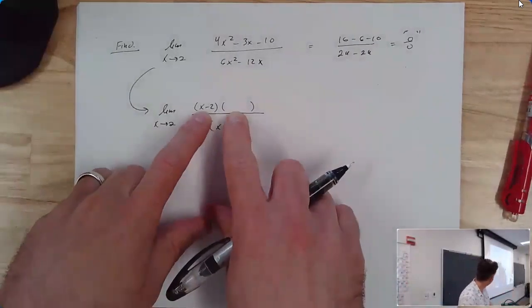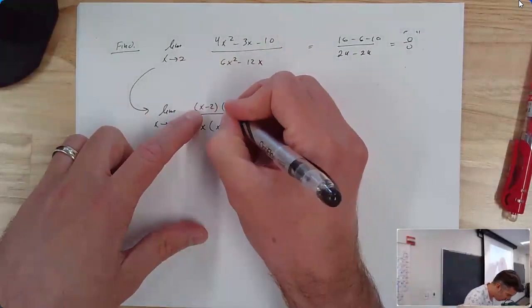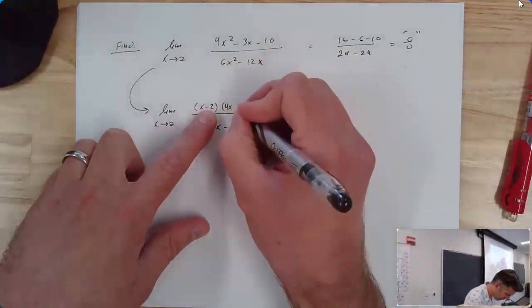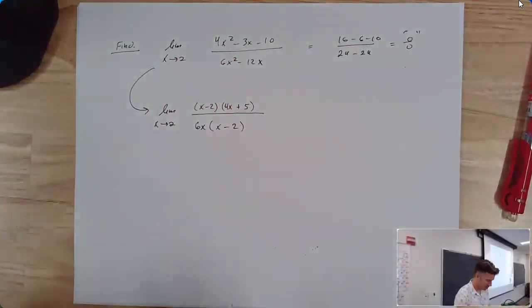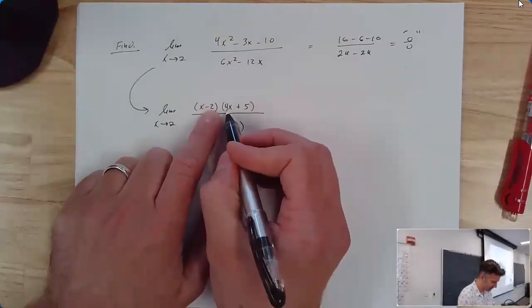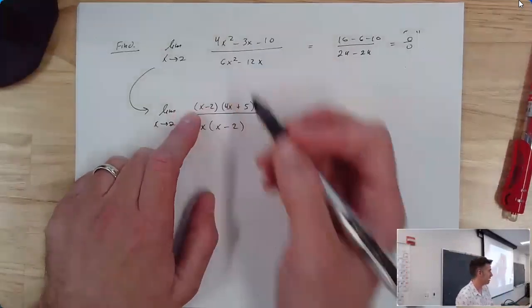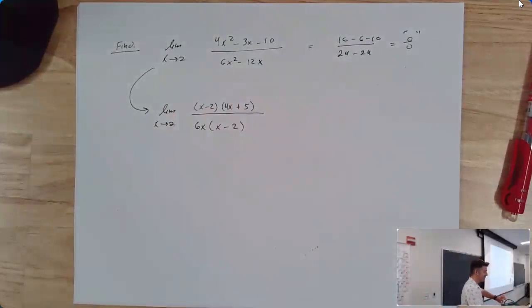If this top thing is going to multiply to 4x squared minus 3x minus 10, well, x times 4x is going to give me the 4x squared, and minus 2 times positive 5 is going to give me the minus 10. And then I can check the middle terms. Minus 2 times 4x is minus 8x, 5 times x is 5x, and minus 8x plus 5x gives me the minus 3x middle term, like I should have gotten. It always works. If plugging in something made your polynomial equal to 0, then x minus that something had to have been a factor.